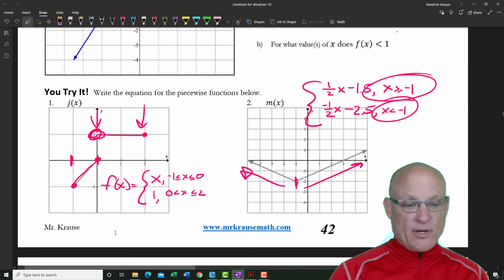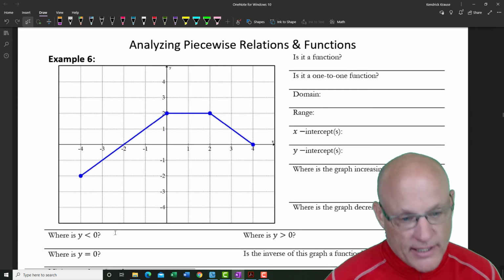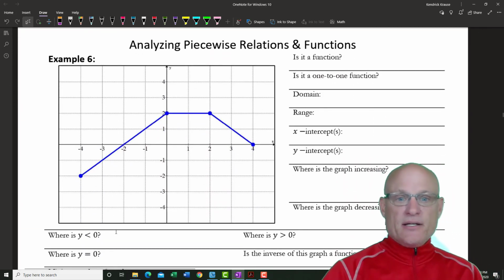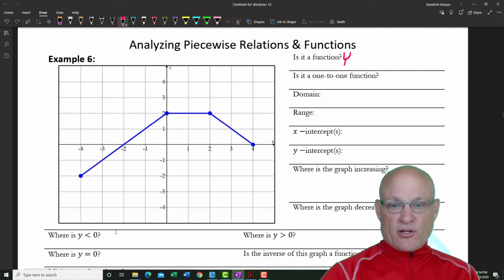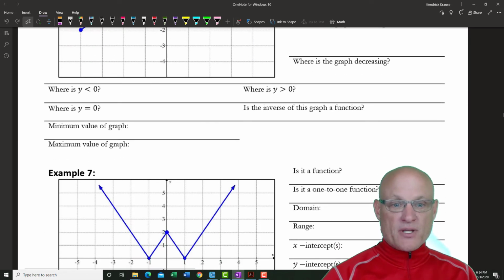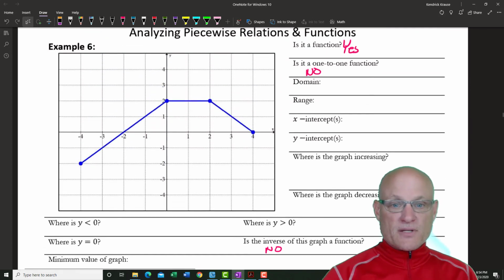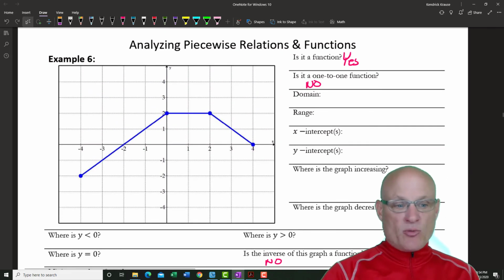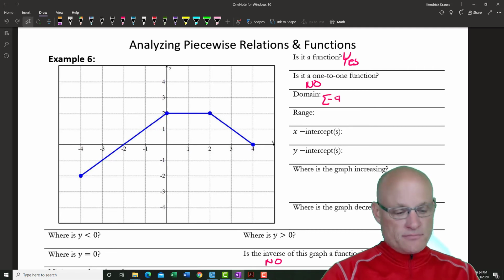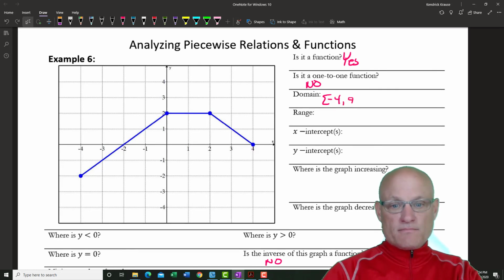All right, that's it. Wait, maybe. Oh, no, we got more. Oh, man, that's cray cray. All right. Is this a function? Yes. Passes the vertical line test. Is it a one-to-one function? No. Since it is not a one-to-one function, we can immediately come down here and say its inverse is not a function. What's the domain? The domain is from bracket negative 4, comma 4. I don't know what it is about 4s.